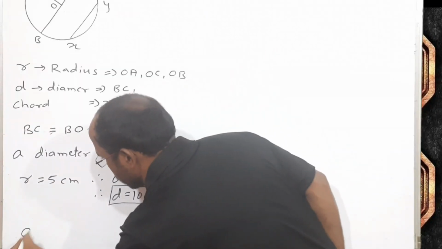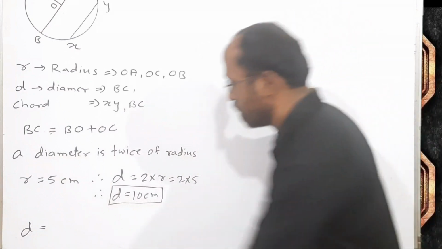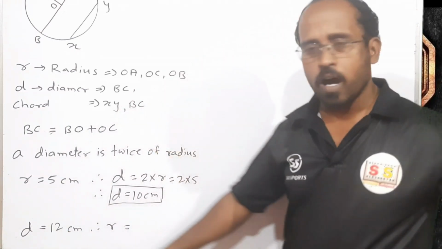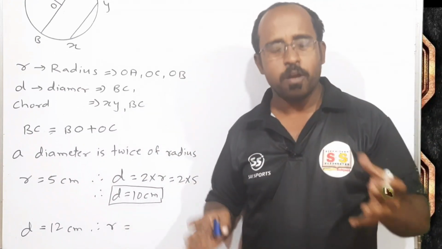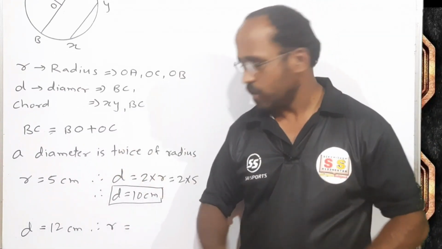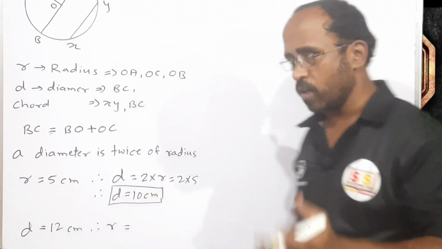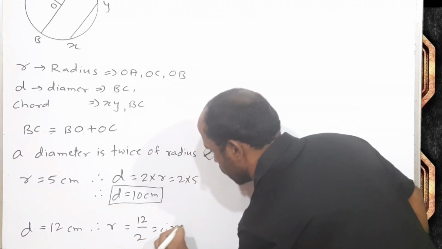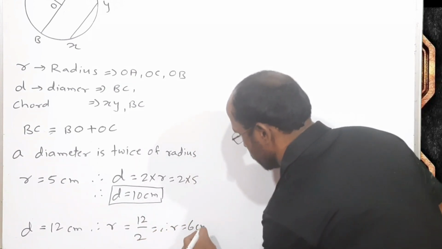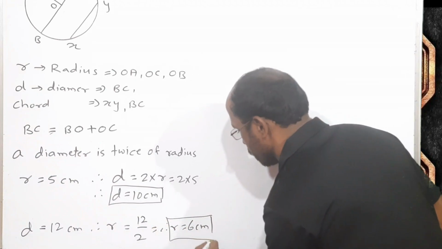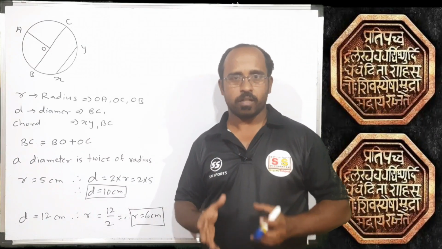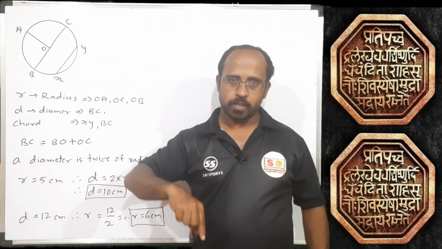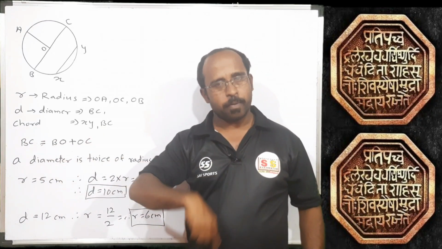Similarly, if a diameter is given, suppose diameter 12 centimeter is given, then we can find radius. How? Diameter is double of the radius, means radius is half of the diameter. So just by dividing this 12 by 2, making it half, we can find the radius. Therefore R is equal to 6 centimeter. So students, the most important concept with which we have to deal is, if we know the radius, we can find the diameter, and if we know the diameter, we can find the radius.